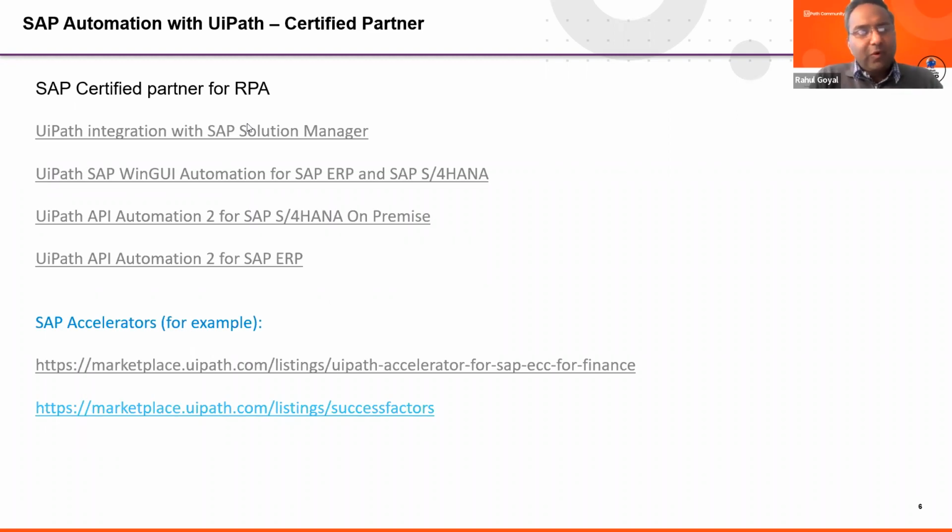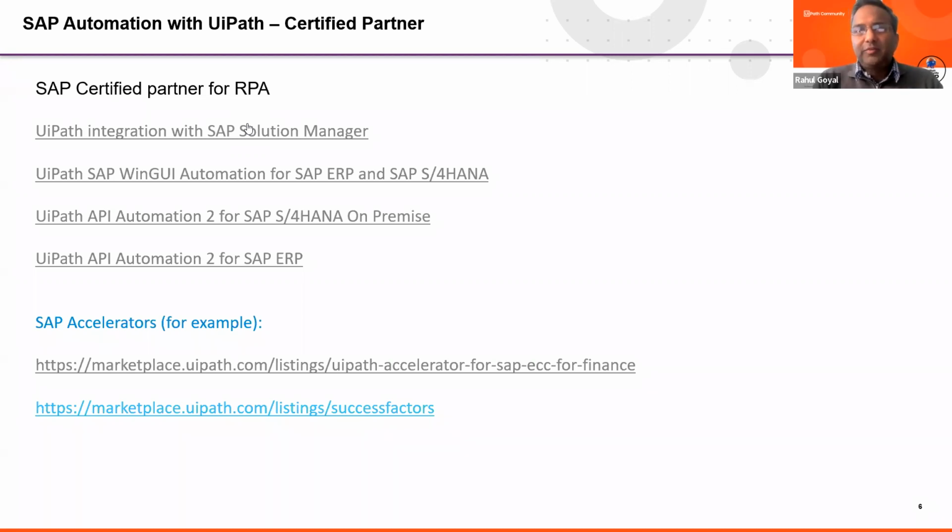From a SAP standpoint, UiPath is a certified partner with SAP. What that means is SAP has certified that UiPath's solution can automate most of the SAP products, whether it's on-prem or a cloud SAP solution. UiPath is a certified partner for UI from a SAP standpoint.